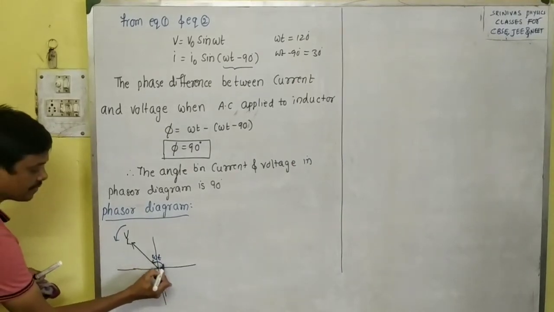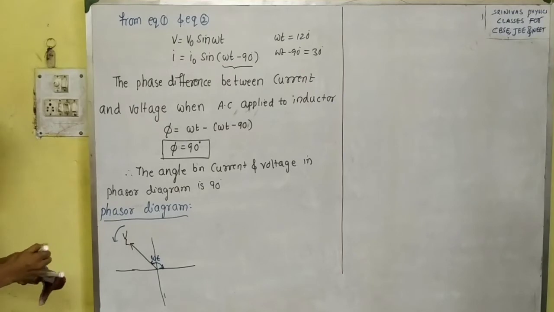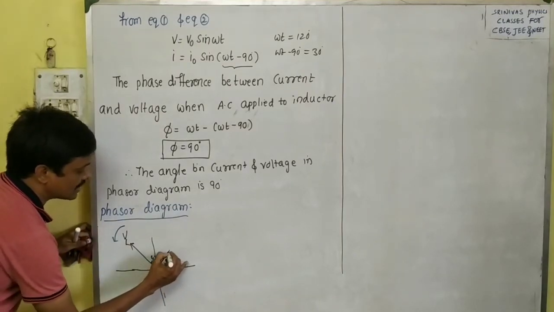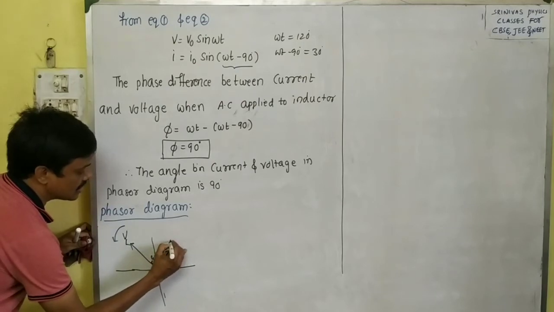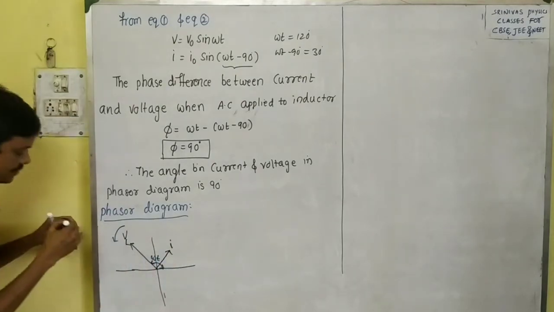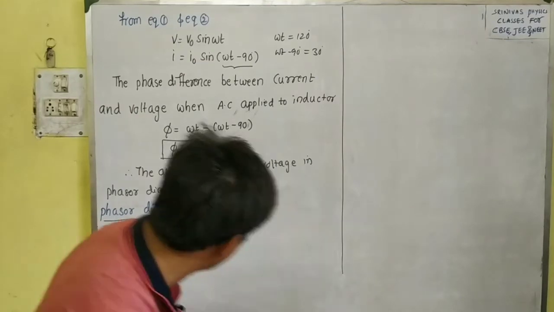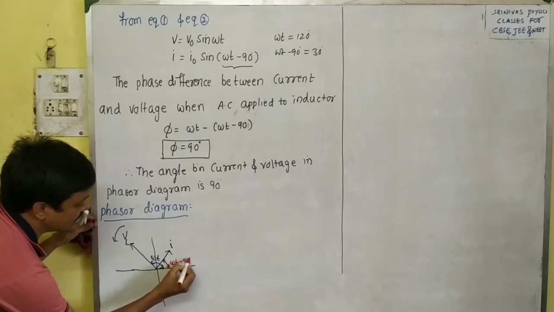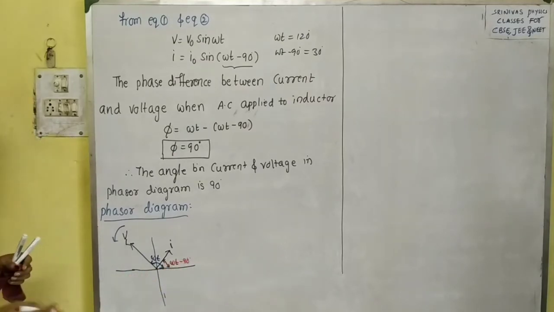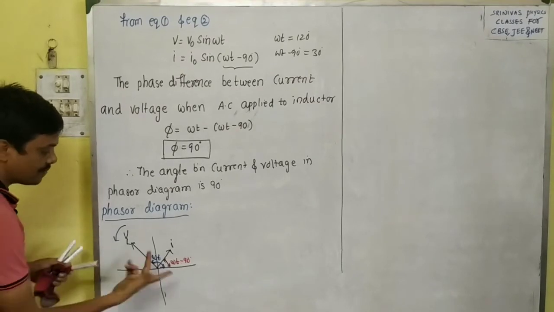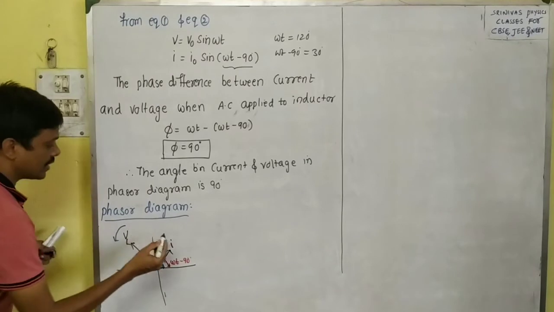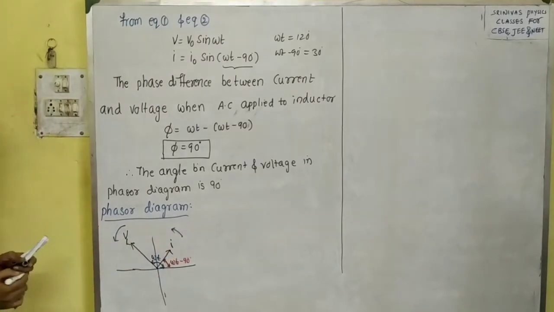Now what about the current angle? The current will be like this. This is the current. What is the angle of the current? The angle of the current is omega t minus 90, and the voltage angle is omega t. Like this we can indicate them as rotating vectors.